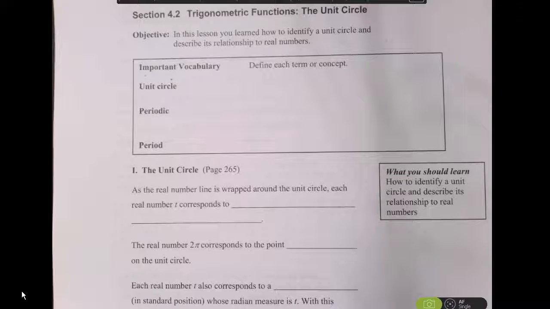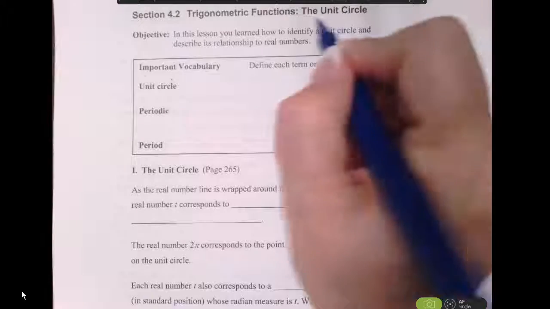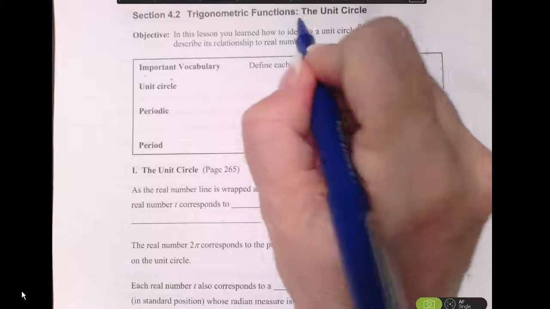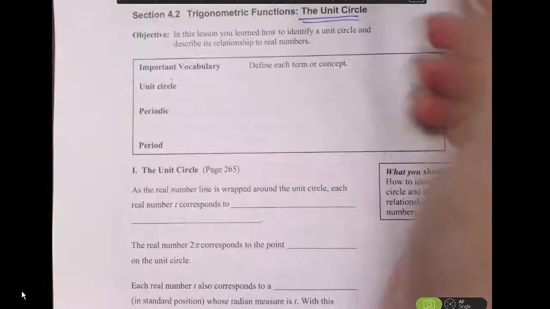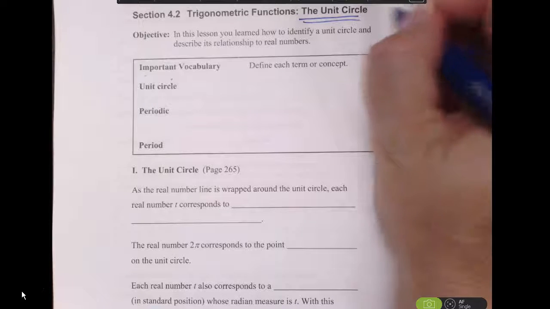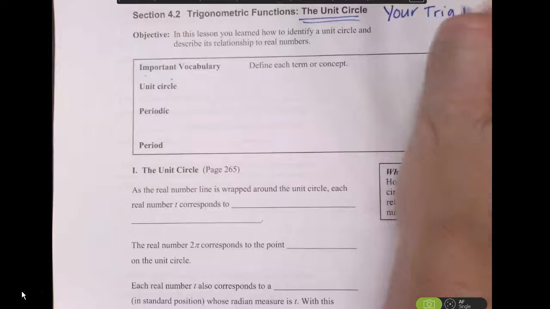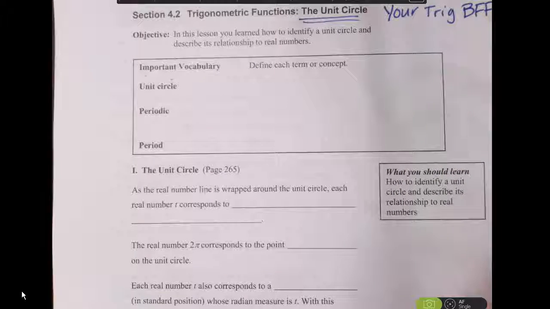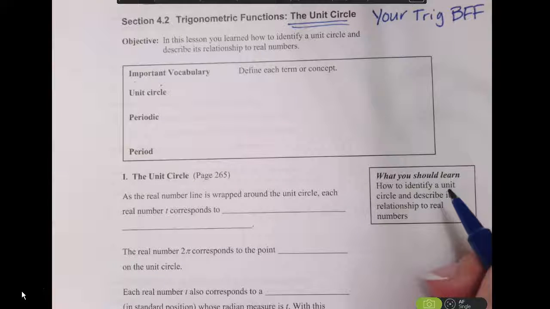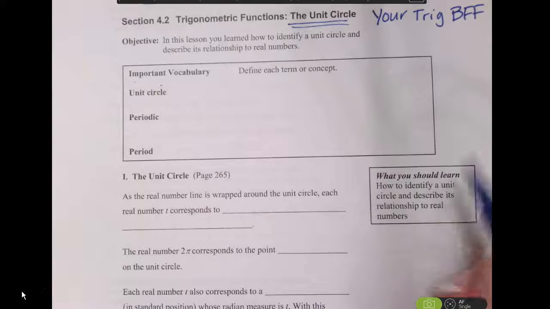Okay, these are the notes for section 4.2, and this is probably the most important lesson in all of trigonometry. It's called the unit circle, or you'll hear me call it your trig BFF. The unit circle is going to be your best friend to help you solve all kinds of trigonometry problems.